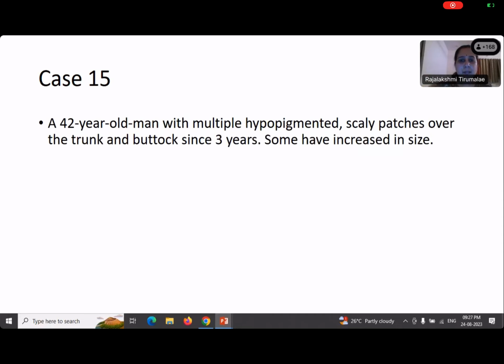It's a 42-year-old man with multiple hypopigmented scaly patches over the trunk and buttocks since 3 years, and he says that some of them have increased in size. Who would want to take this case? Tina?